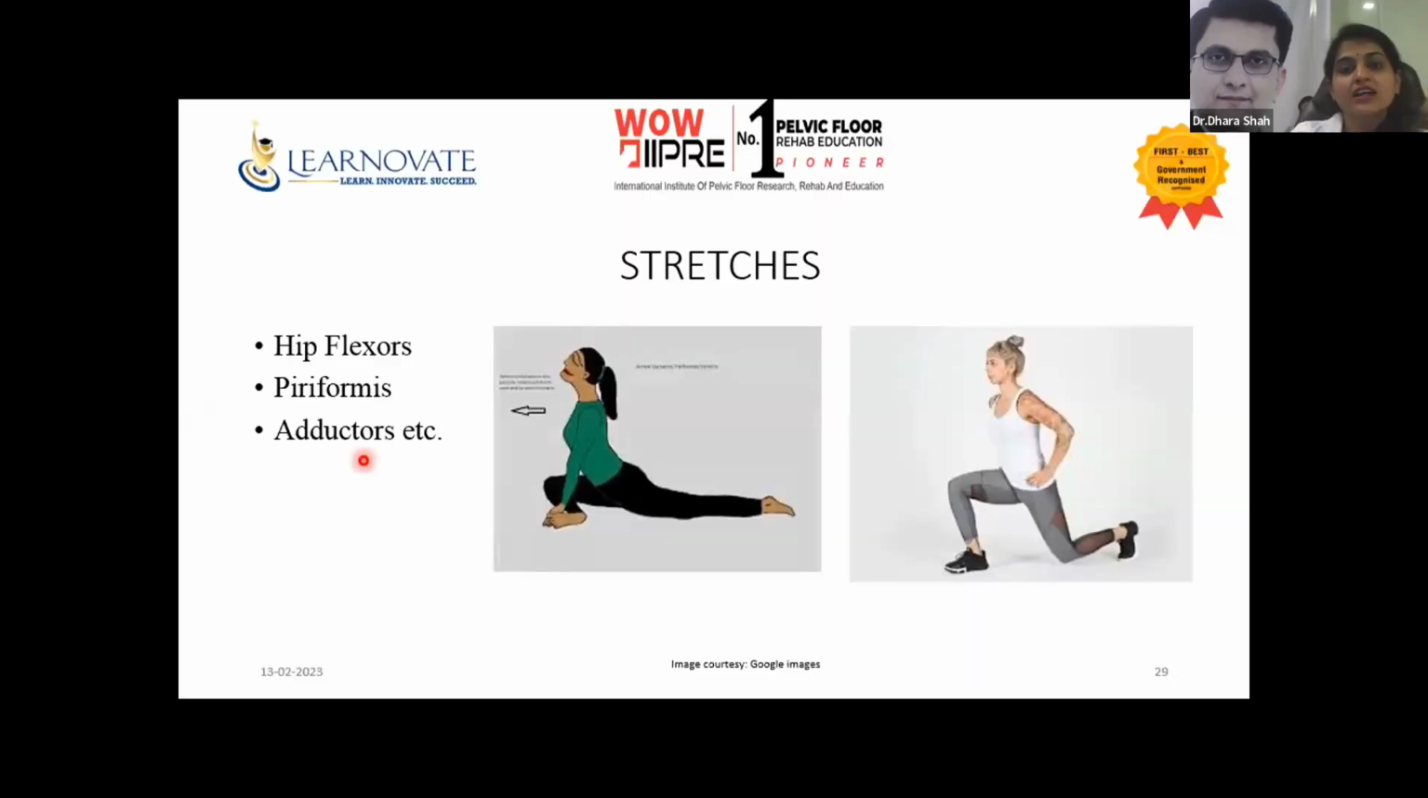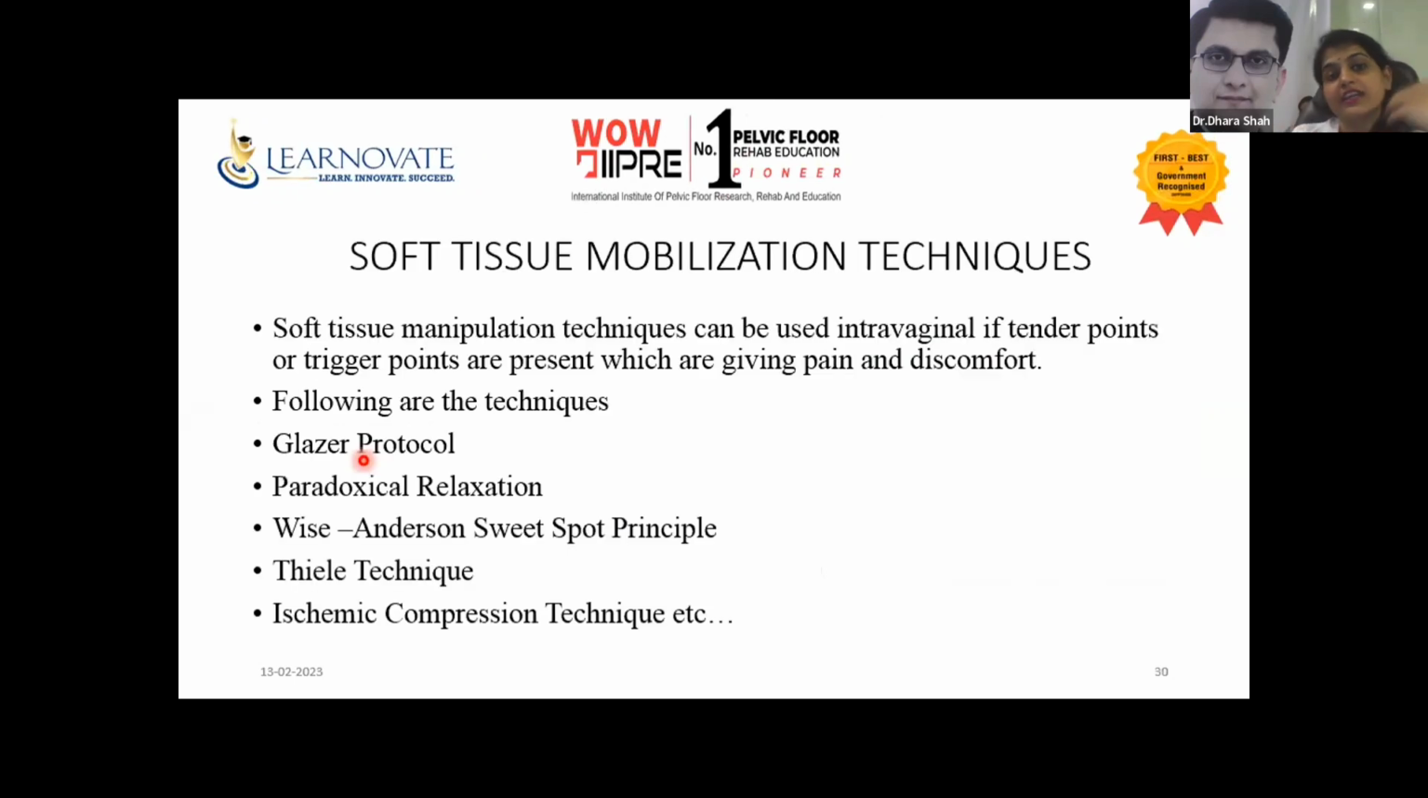I will not be able to cover all the techniques, but along with them you can go for stretches of all the lower limb tight muscles like hip flexors, piriformis, adductors, and all. And we can go for soft tissue mobilization techniques like paradoxical relaxation, Thiel's technique, sweet spot release, ischemic compression. Let me explain a few of them. One is the ischemic compression.